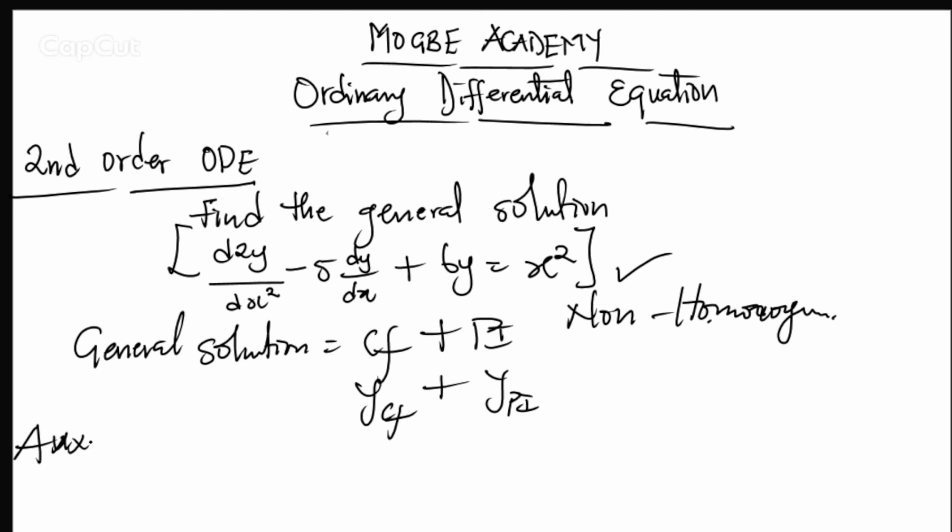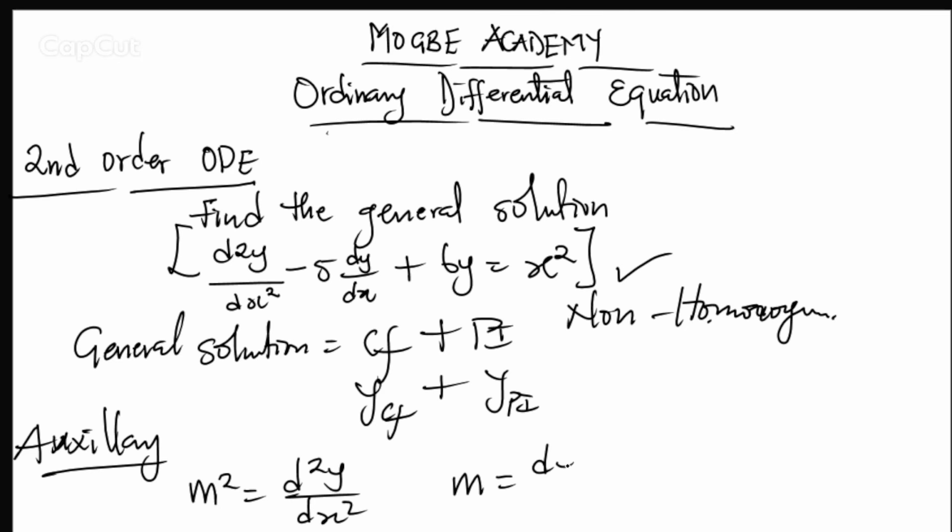Now remember, when we want to get our auxiliary equation, we always assume. Are we together? If you want to get your auxiliary equation, we assume that m square is equal to d square y over dx square. We also assume that m is equal to dy over dx. And finally, if we differentiate 6y with respect to y, we'll simply have 6. Are we together?